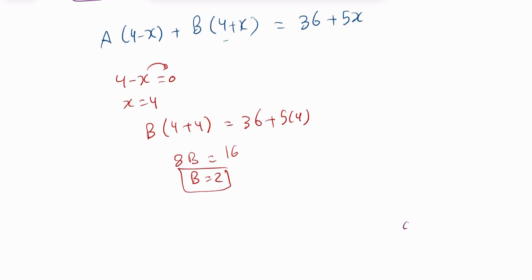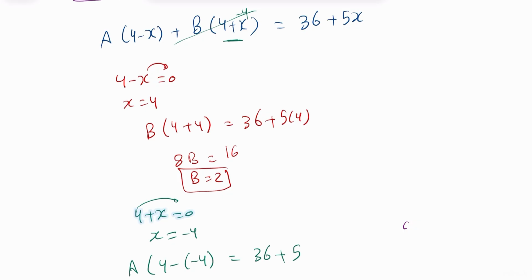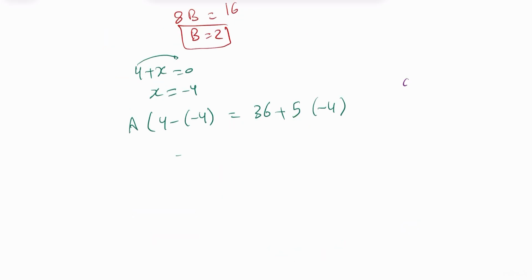And if you repeat the same step, but this time take the other bracket, so 4 plus x equal to 0, and you shift 4 to the other side. That means we let x equal negative 4 this time, and you put negative 4 here, this term is going to be 0, so we come up with a times (4 minus negative 4) equal 36 plus 5 multiplied by negative 4, with 8a equals 16. After you divide by 8, you come up with the value of a equals 2.